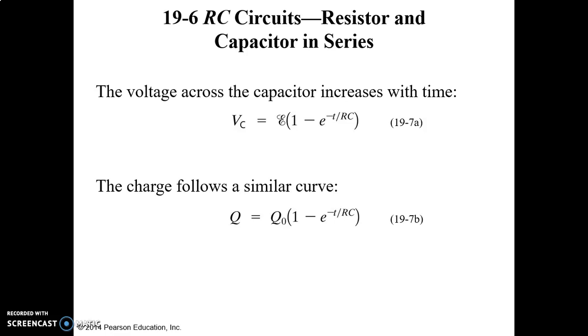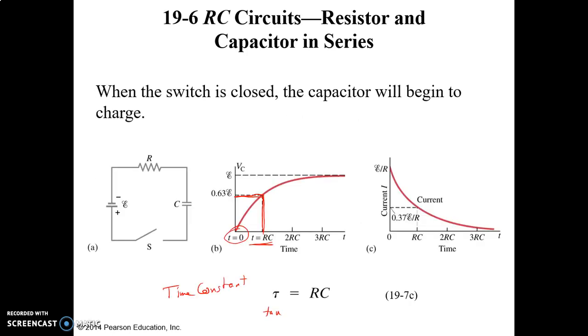Now, how do we actually calculate the voltage in a capacitor? The voltage of a capacitance is going to equal the EMF times the quantity 1 minus e to the minus t over RC. RC, of course, being your time constant, t being the amount of time that has passed. This is the exponential function that matches this middle graph.